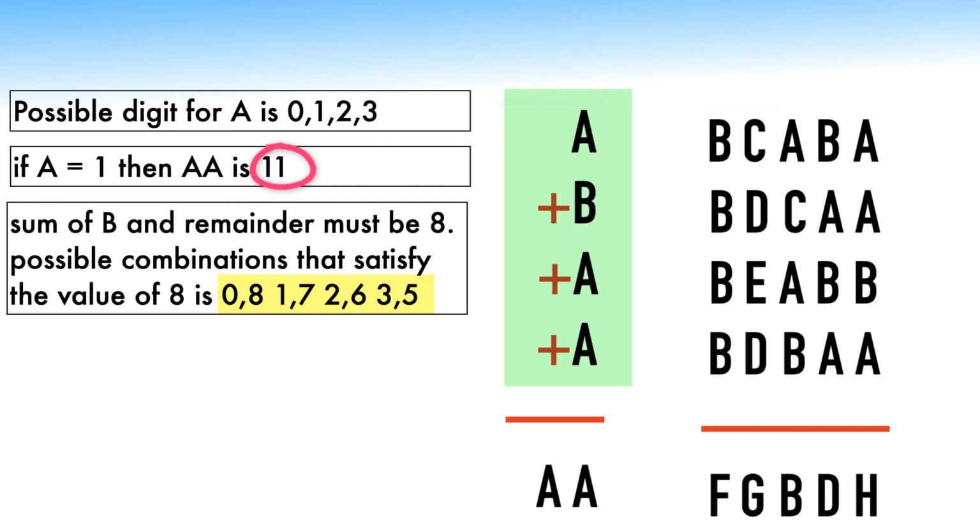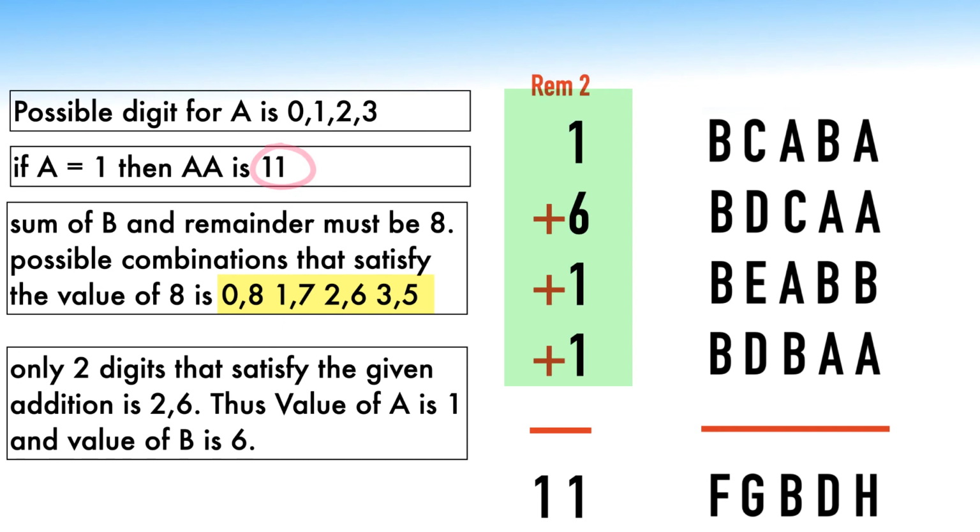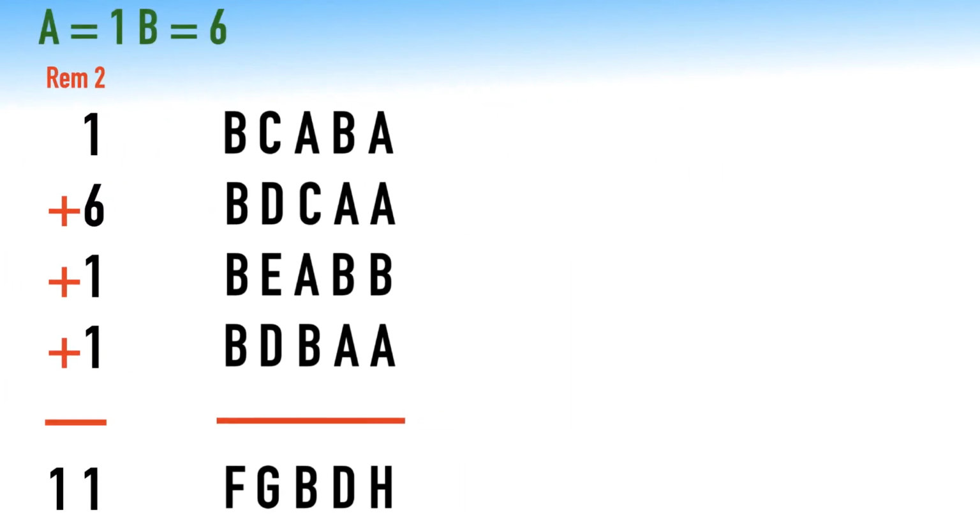Only 2, 6 satisfies the given addition. You can try other possibilities, it is definitely not going to satisfy the condition. Thus the value of A is 1 and the value of B is 6. Now we have the value of A and the value of B. Now the whole calculation gets simplified. Now use the values of A and B in the right columns.